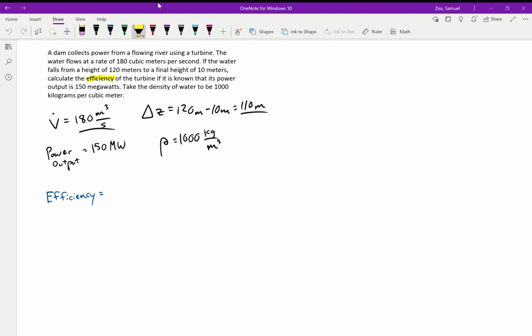Efficiency is calculated by dividing power output by power input. We were given the power output was 150 megawatts. So in order to calculate our efficiency, we will need to find the power input.